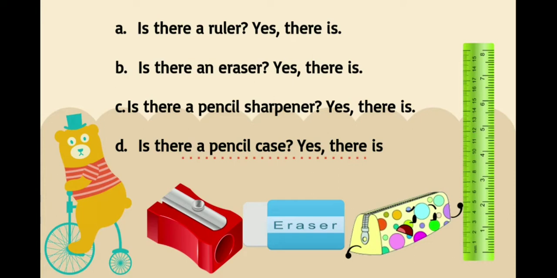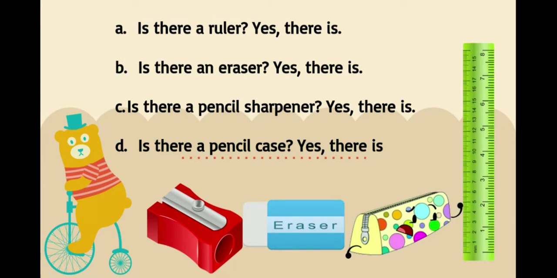Why do we have to use "is"? Because in the question, the object is a ruler, only one ruler. So we have to say, "Is there a ruler?" "Yes, there is." We also have to put "is" at the end of the answer because in the question we use "is". Okay, the next example. "Is there an eraser?" Yes, there is an eraser. So we have to say, "Yes, there is."